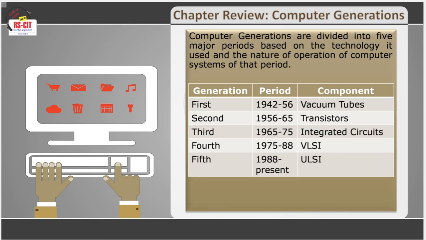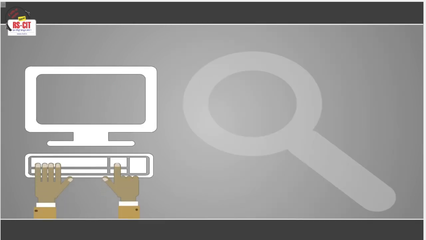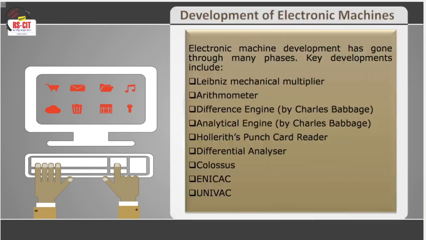Development of electronic machines. Electronic machine development has gone through many phases. Key developments include Leibniz mechanical multiplier, arithmometer, difference engine by Charles Babbage, analytical engine by Charles Babbage, Hollerith punch card reader, differential analyzer, Colossus, ENIAC and UNIVAC.